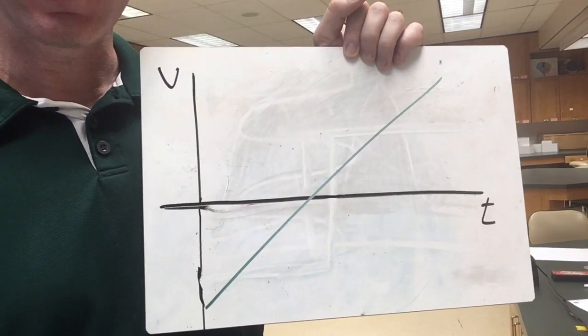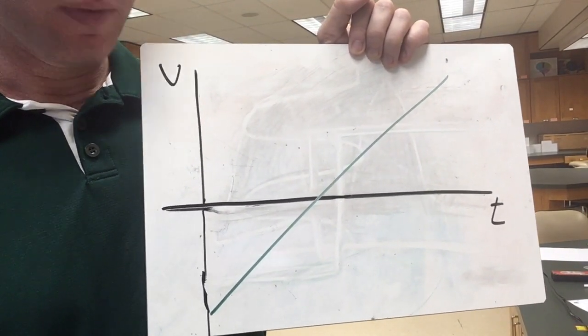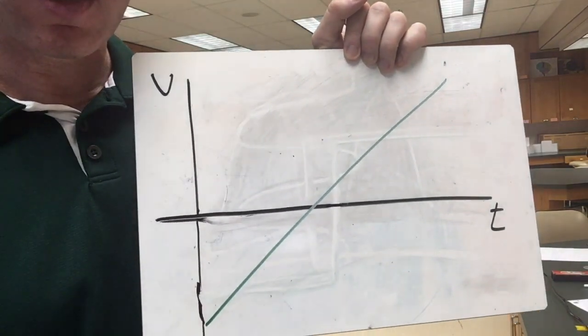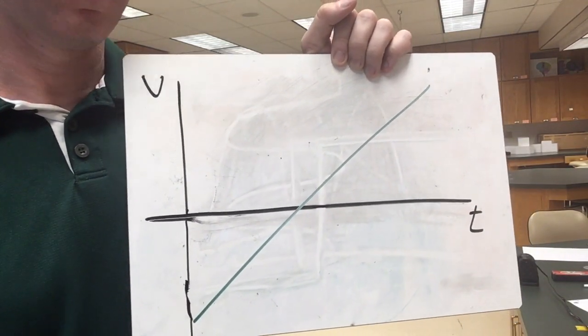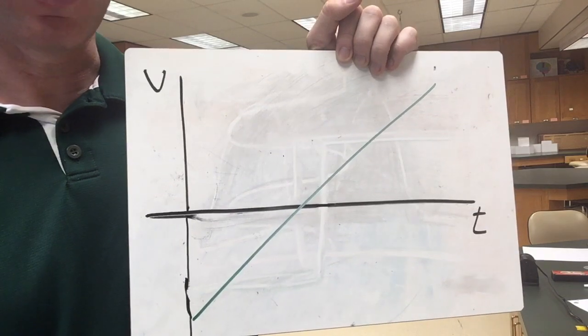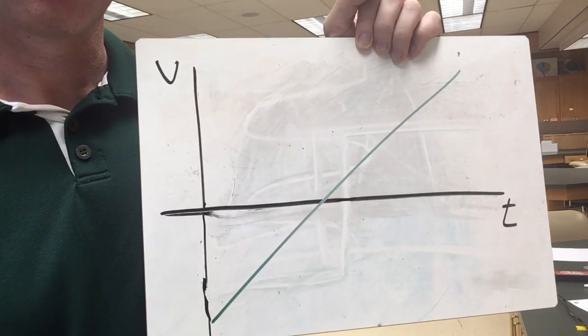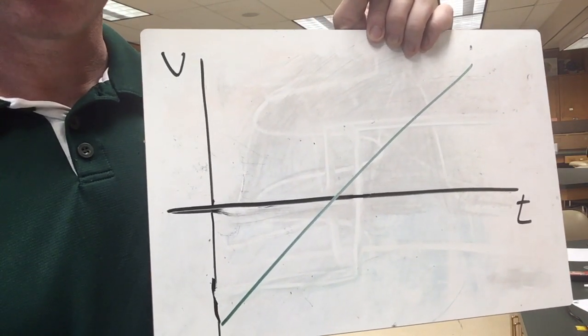All right, so our next velocity graph. We have a straight line, but it's not a horizontal straight line. It's angled. So what does this mean? What kind of motion would make this? Pause the video, write it in the box.